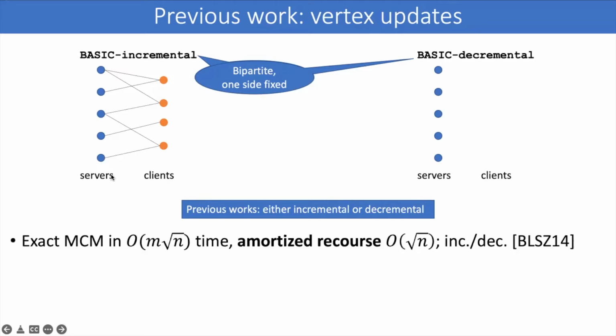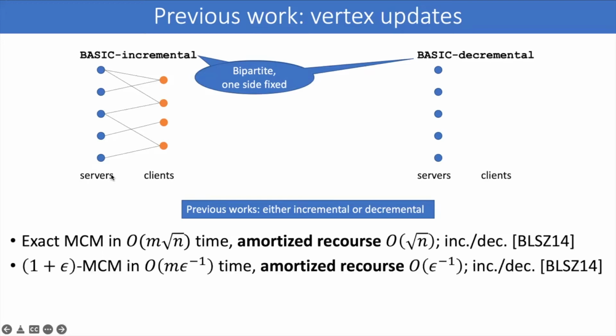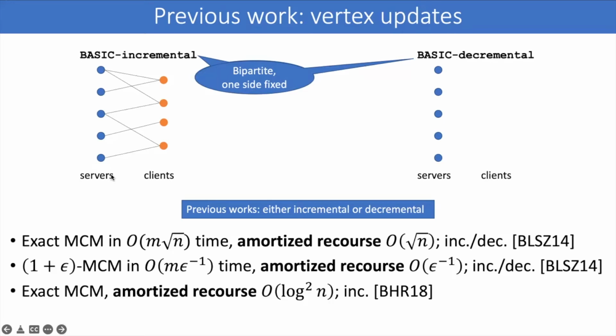In particular, Bosek et al. gave an algorithm which runs in O of m square root of n time, has an amortized recourse of O of square root of n, and it applies to either incremental or the decremental setting. There is also a 1 plus epsilon approximate MCM with an amortized recourse of 1 over epsilon, also for either incremental or decremental setting. And finally, there is an exact MCM algorithm with an amortized recourse of log squared of n, and it applies to the incremental setting.